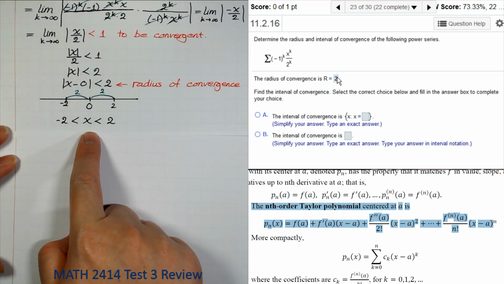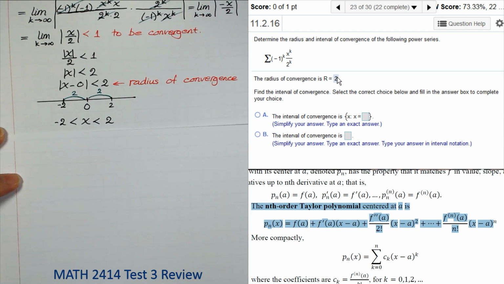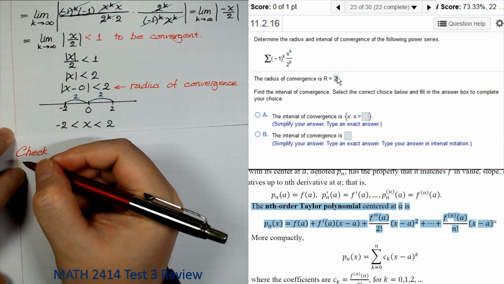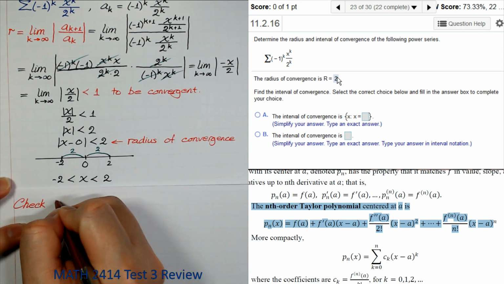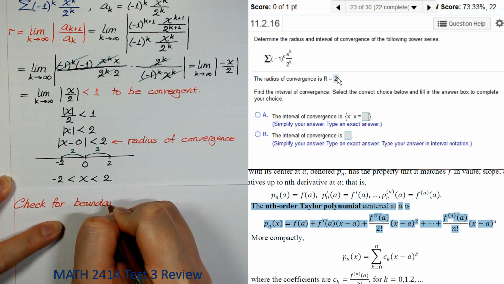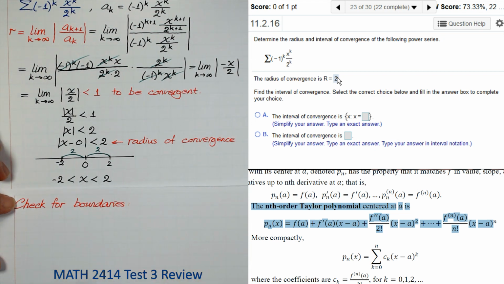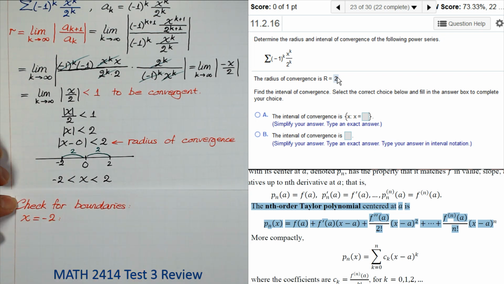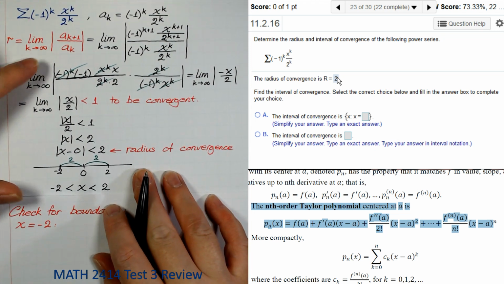So we know that it is convergent on this interval, yes. But what happens at 2 and what happens at negative 2? So we have to check the boundaries. Usually this will not be as bad. It's just a little bit long. The boundary will be when x equals negative 2, and then when x equals 2. And we just put negative 2 back into the original problem, which is that.